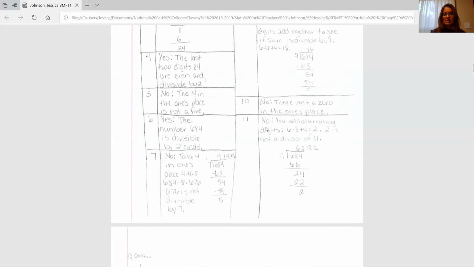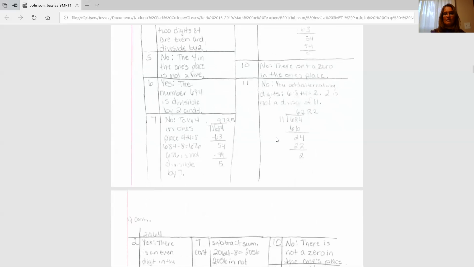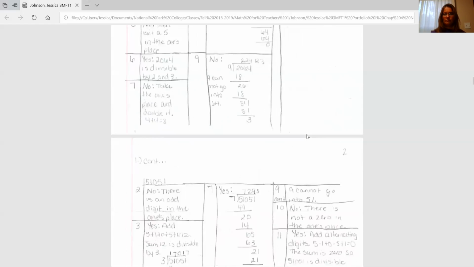The 10's test, you want to look at the last digit to see if there's a 0. There's not a 0 in 684, so 684 is not divisible by 10. The 11's test is you add alternating digits. So it'd be 6 minus 8 plus 4 equals 2. 2 is not a multiple of 11. And I went ahead and did long division to show you that you get a remainder.